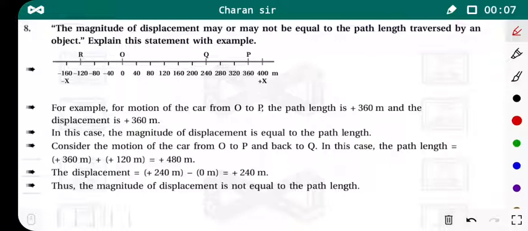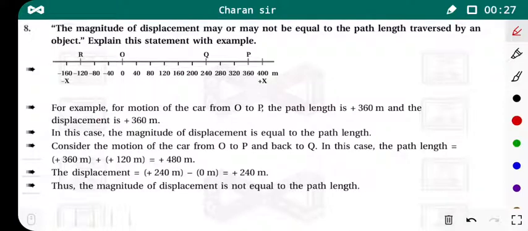Hello friends, in this video we understand the statement that the magnitude of displacement may or may not be equal to the path length traveled by an object. This statement we try to understand by taking one example.